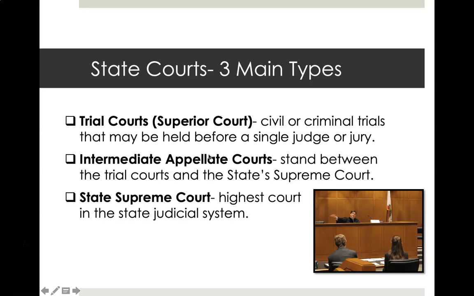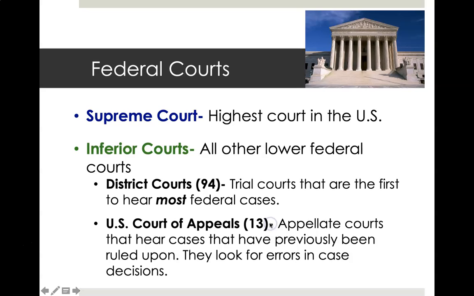Intermediate or appellate courts stand between the trial courts and the state Supreme Court. So again, these are courts where you can appeal a case decision for it to potentially be overturned. And you also have a state Supreme Court. This is the highest court in the state judicial system. So, for example, we said the Alabama Supreme Court in Montgomery. This would be our highest court in the state of Alabama.